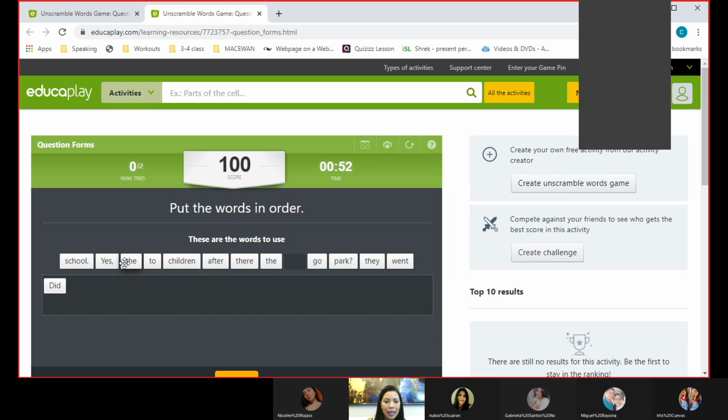Okay, but in that case, if we choose children, we need the children. So did the children. So what's next? Go. Yes. So did the children go? What would be next? The park. To the park, right?